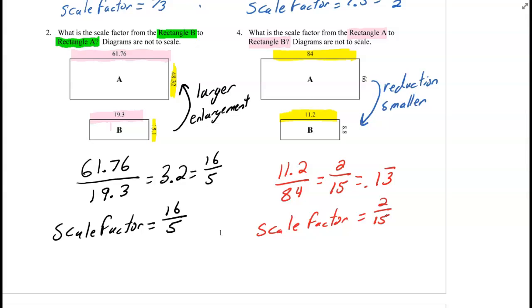Remember, if it's getting larger, the scale factor must be larger than 1. If the picture is getting smaller, the scale factor must be smaller than 1.